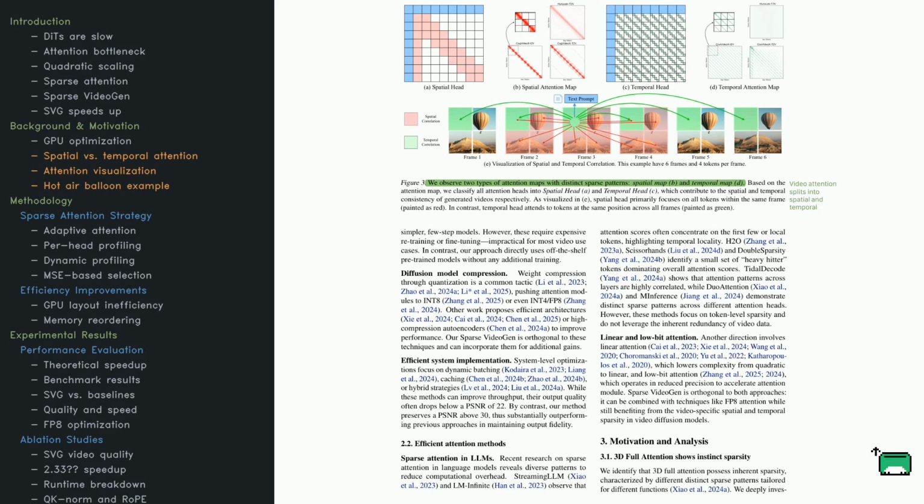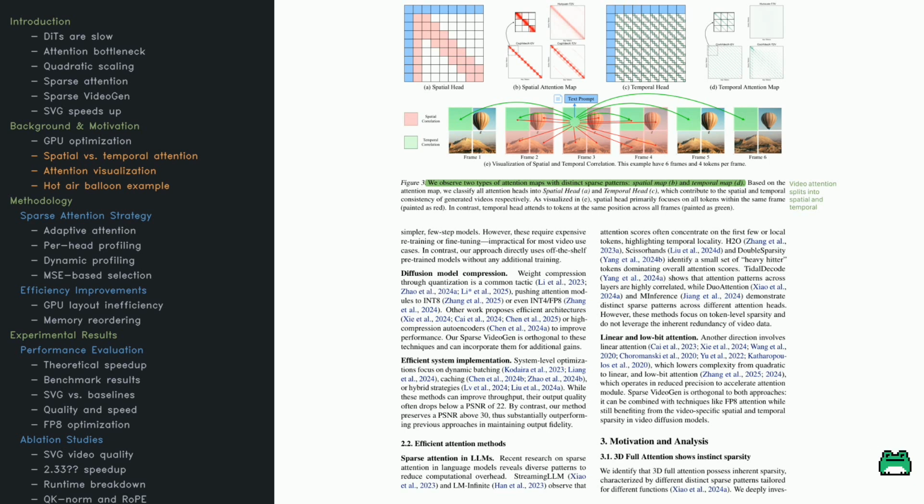The spatial attention map, B, shows that attention stays mostly inside each frame, meaning the model doesn't worry about past or future frames here. In contrast, the temporal attention map, D, highlights how temporal attention works across time, ensuring the same parts of an object remain in place across multiple frames. Finally, look at Figure 3, E, which visualizes an actual example.